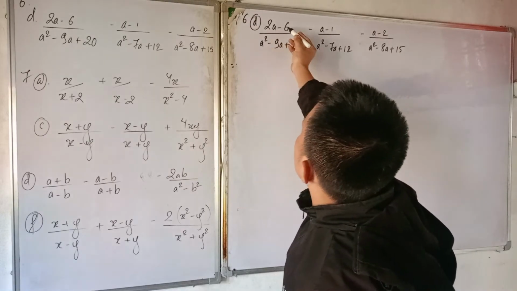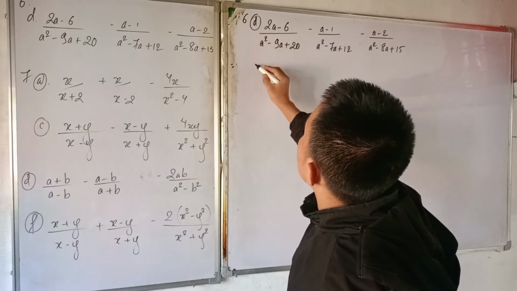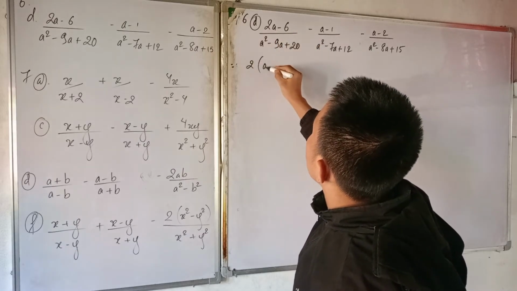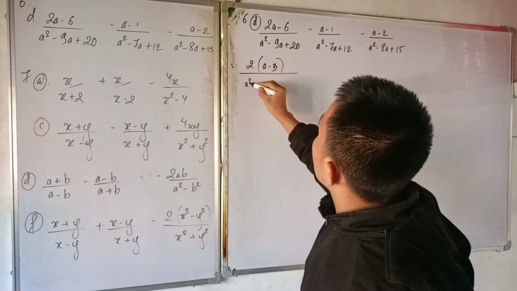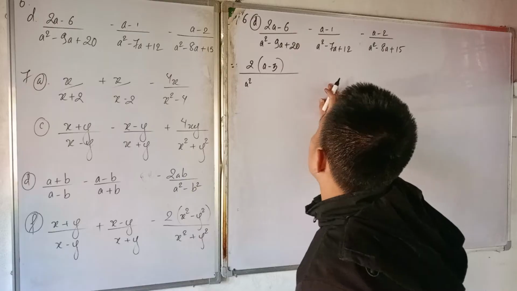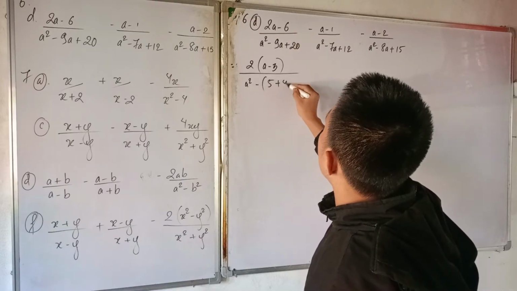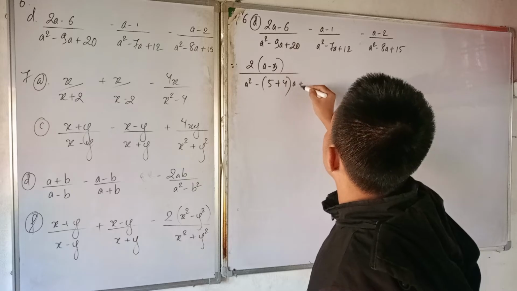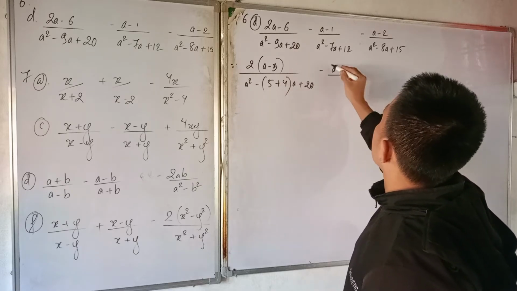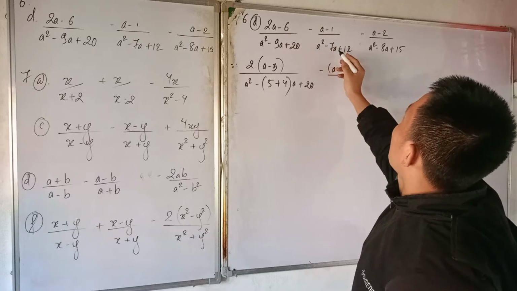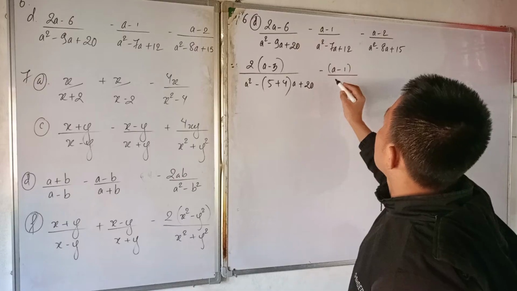Now in here, in the numerator of the first rational expression, you can see here 2a minus 6, you can take 2 common here, and inside the bracket a minus 3. Now a squared, now 5 times 4 is 20, 5 plus 4 is 9, exactly, minus a minus 1. Now a squared minus 7a plus 12. 4 times 3 is 12. 4 plus 3 is 7.